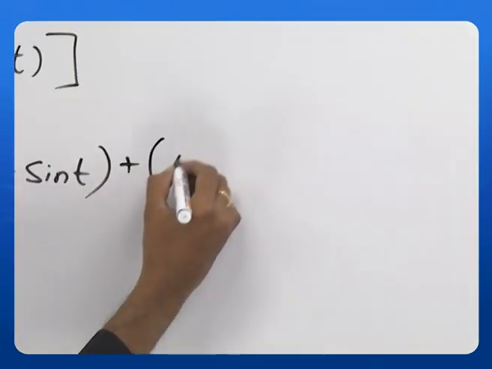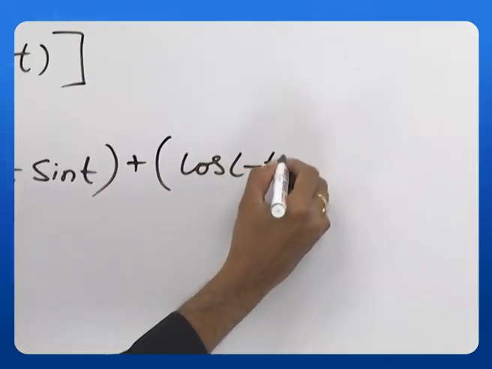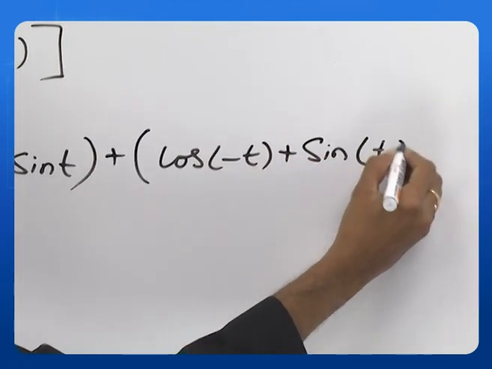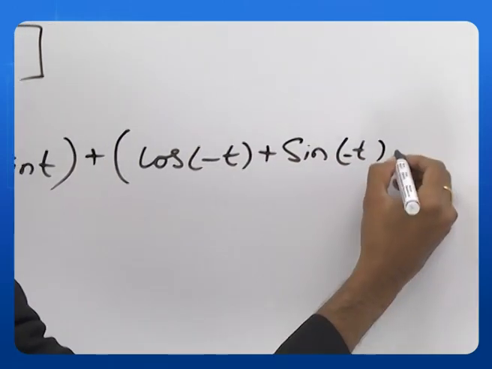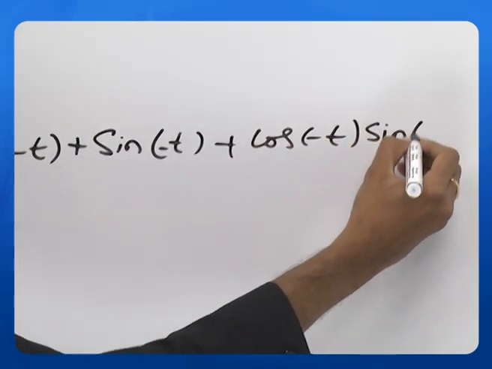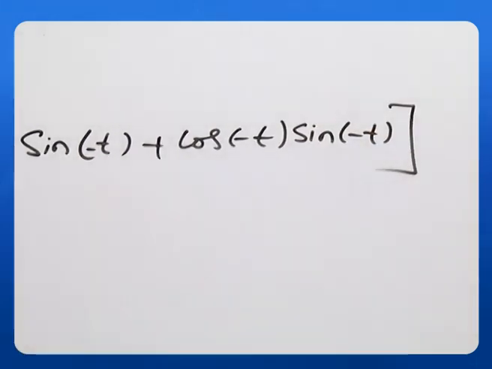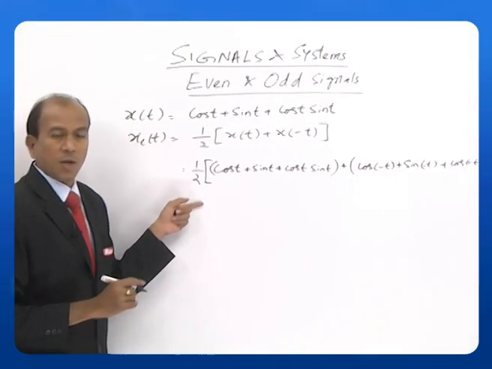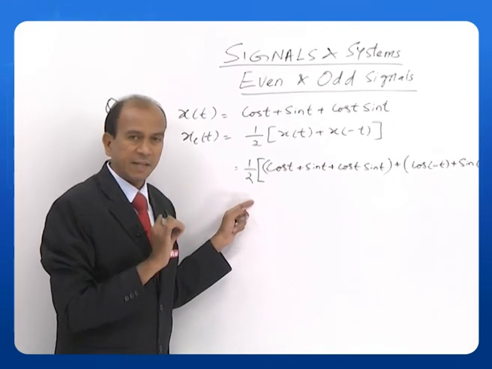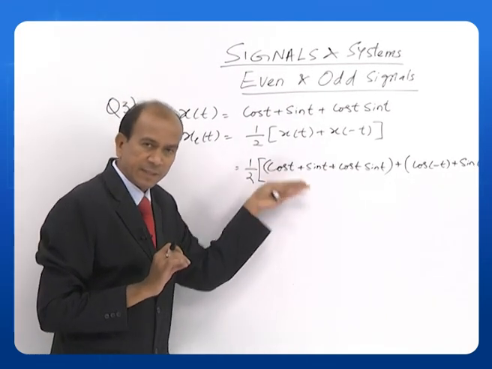cos of minus t plus sin of minus t plus cos of minus t sin of minus t. So, cos of minus theta is cos theta, sin of minus theta is minus sin theta. Remembering that formula, let us discuss this again here.